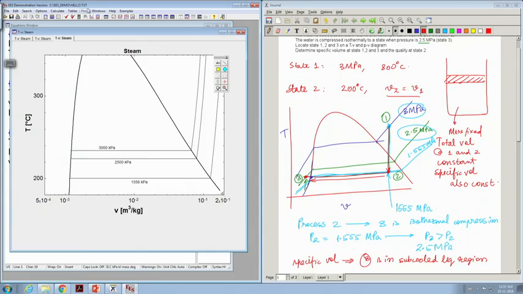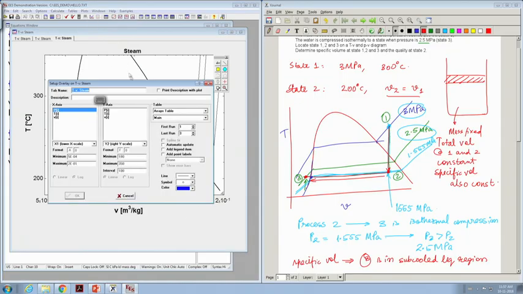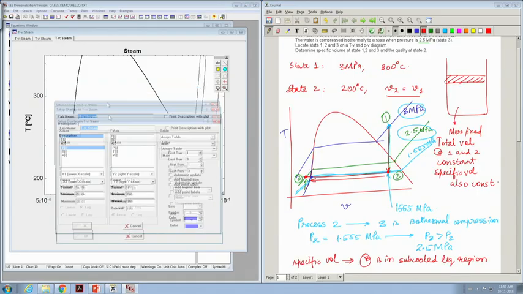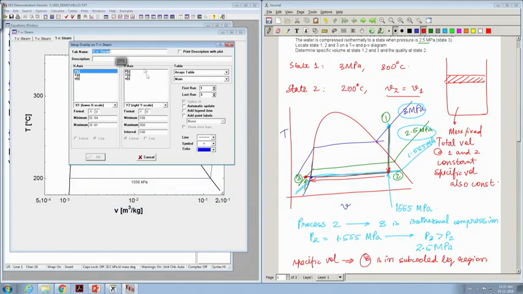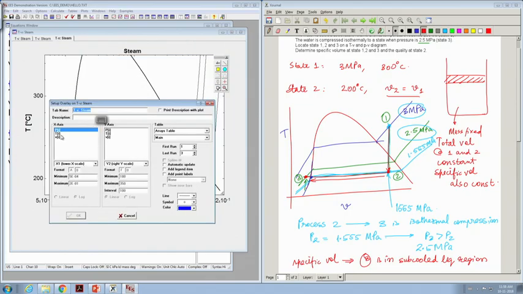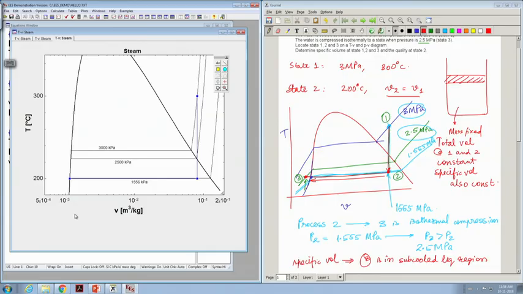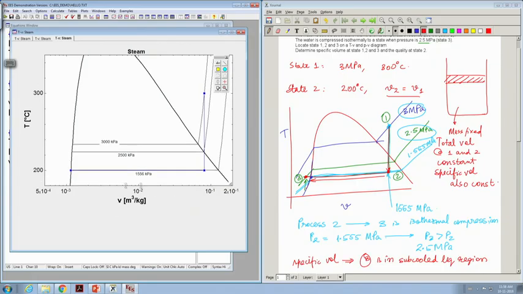So, now let us go to plots, overlay plot, because we now want to overlay our points onto this property plot, and we have T and V. So, on the x axis it is V, on the y axis it is T. Let us draw them as filled squares. So, this is how it looks like. Okay. So, here it is just outside.